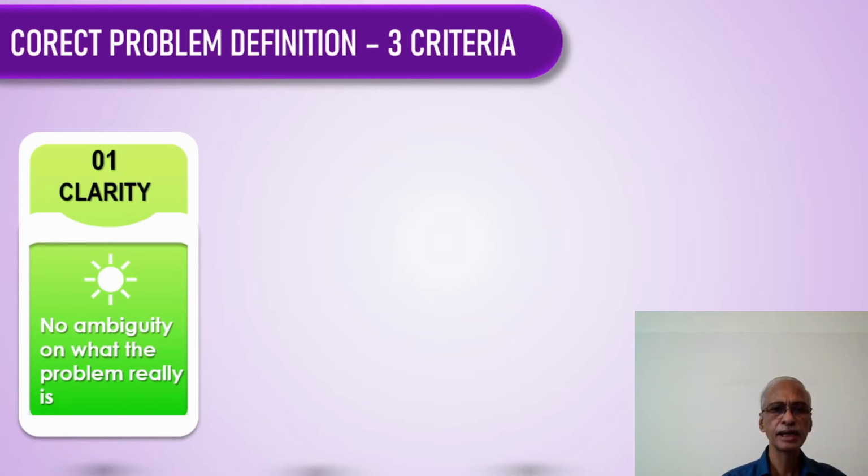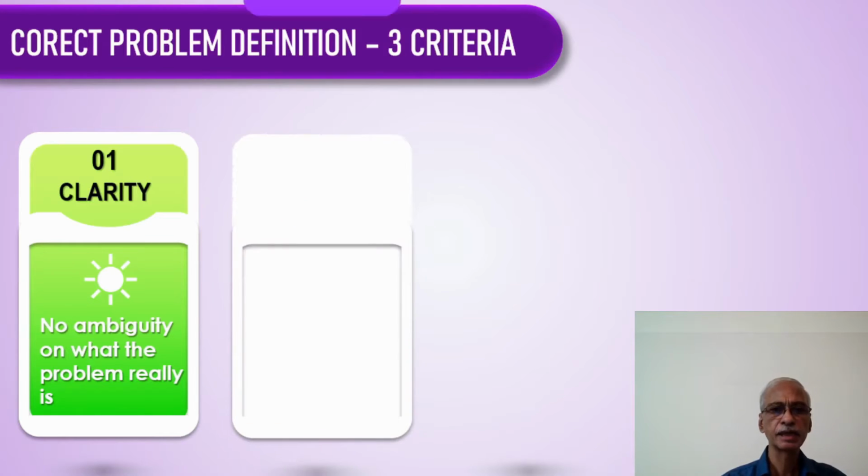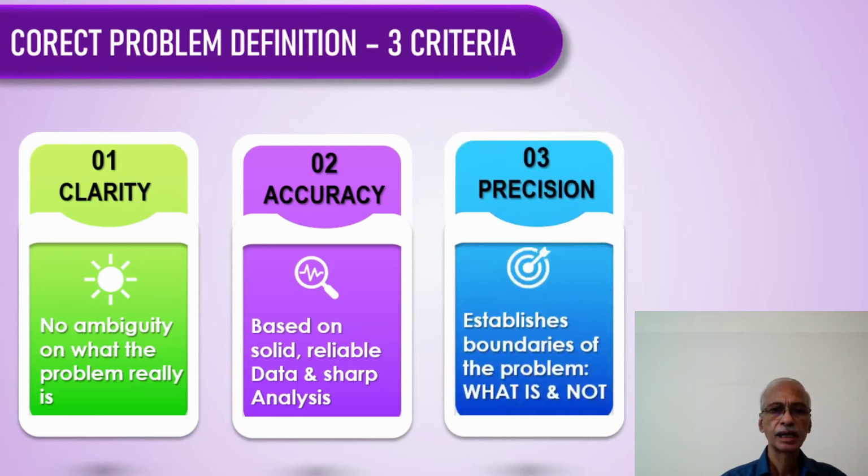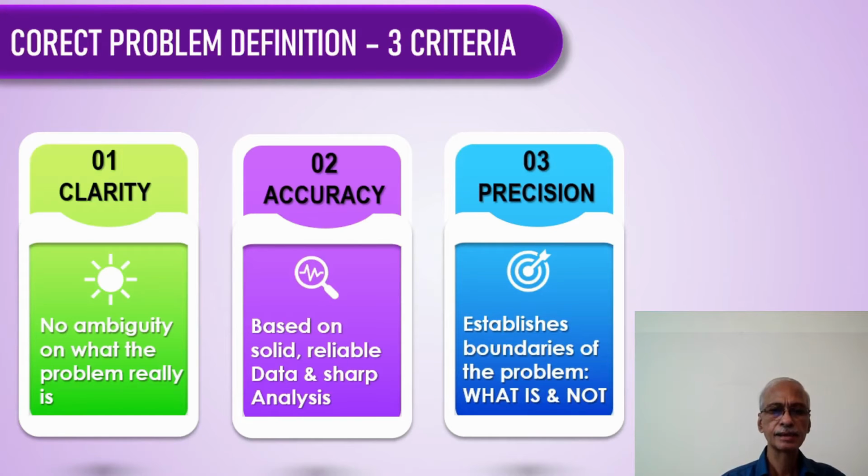Do we have any ambiguity in defining the problem, or are we very clear what the problem is? Number two is the accuracy of problem definition, meaning it should be based on solid and reliable data. Not only that, it must be backed up by very sharp analysis with a lot of clarity. And lastly, the third criterion is precision, which establishes the boundaries of the problem, what the problem is and what the problem is not. It's very important to define.